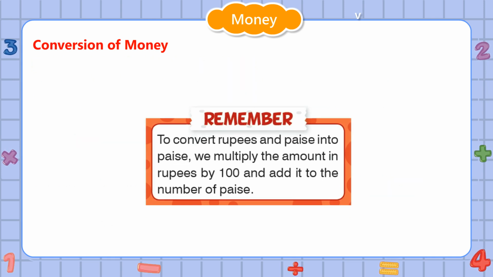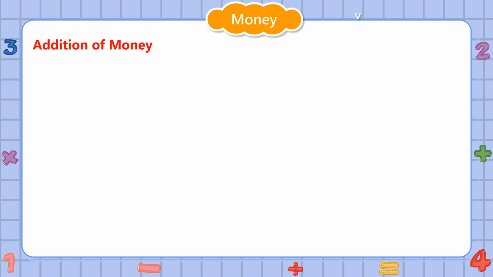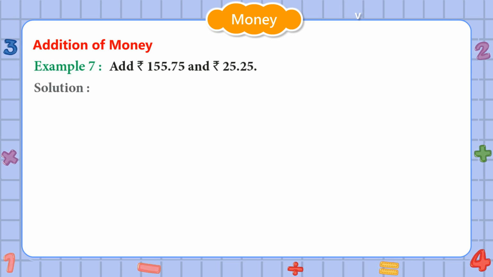Remember, to convert rupees and paise into paise, we multiply the amount in rupees by 100 and add it to the number of paise. Addition of money. Example 7. Add ₹155.75 and ₹25.25.